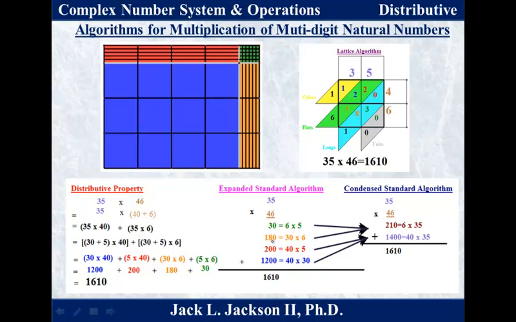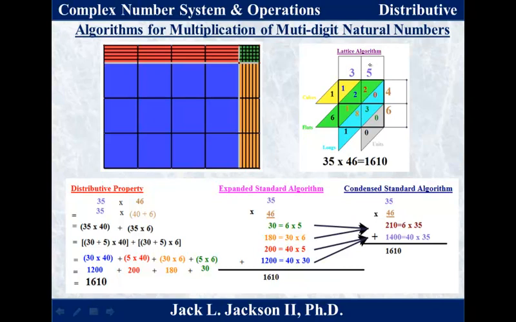I think the expanded version shows you a little bit better what's actually happening, both in the distributive and in this picture. Now there's another algorithm some of you may have seen before, some of you may not. It's called the lattice algorithm, and it has certain advantages and certain disadvantages. It's actually probably easier to perform, though it's a little less obvious what's going on with the place value. But what it really does is point out the fact that you're really just doing single digit times single digit multiplication. You write your 3, 5, and your 4, 6 here.